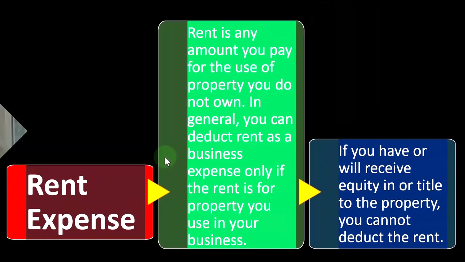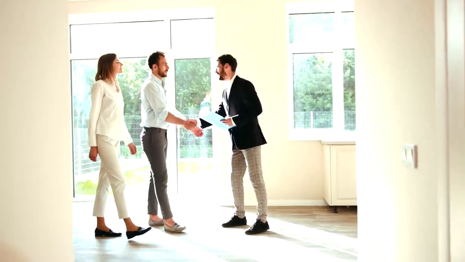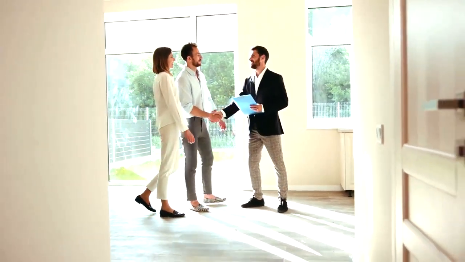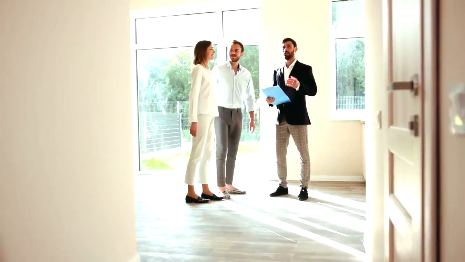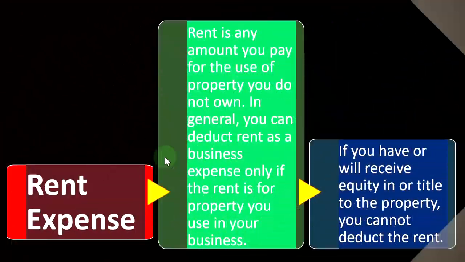Whereas if you rent it, then you're not going to get that massive deduction up front. If it's a normal rent, you're going to be getting the deduction when you pay for the property, because you don't actually own the property.